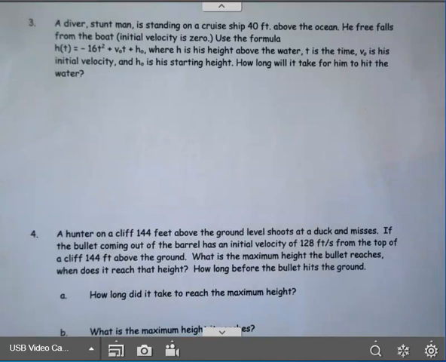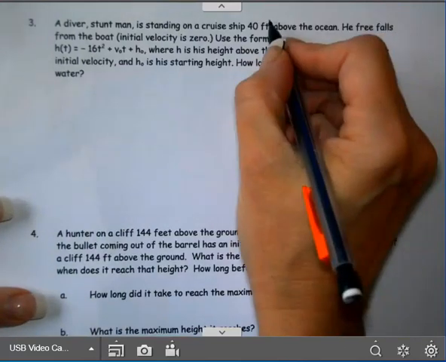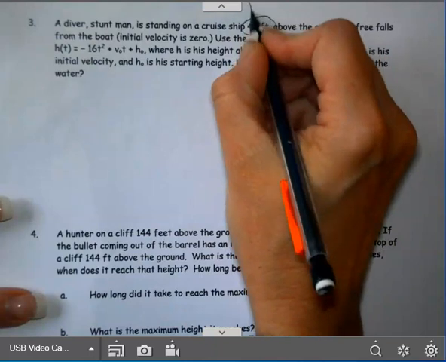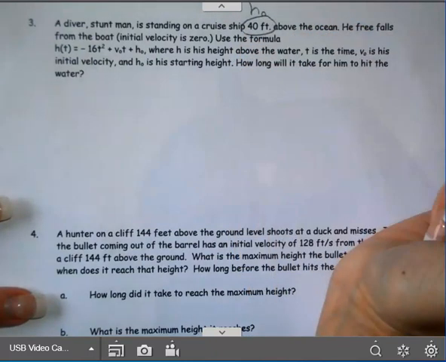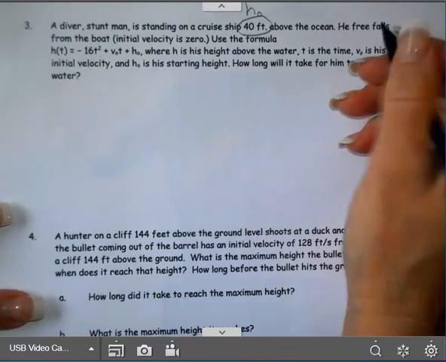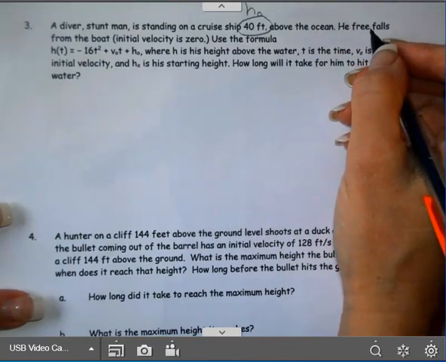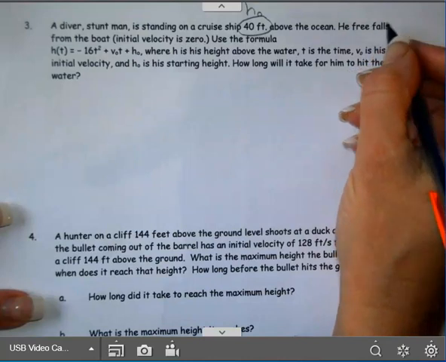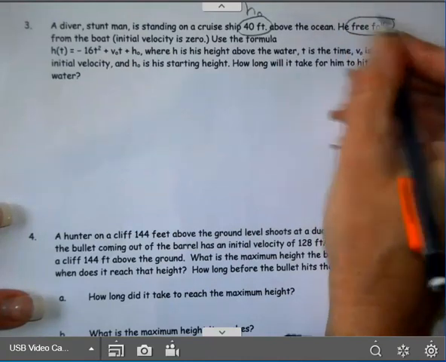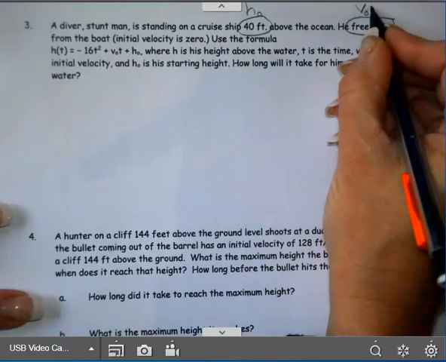Question 3. A diver stuntman is standing on a cruise ship 40 feet above the ocean. They just gave us our initial height. This is the height at time 0, so that's that little h naught. He free falls. So your initial velocity starts at 0 when you free fall or drop something. So free falls means our initial velocity is equal to 0.